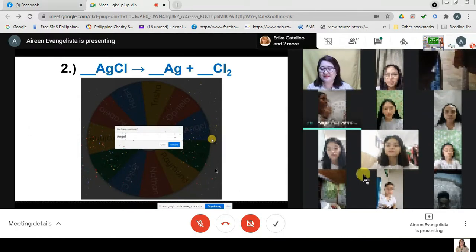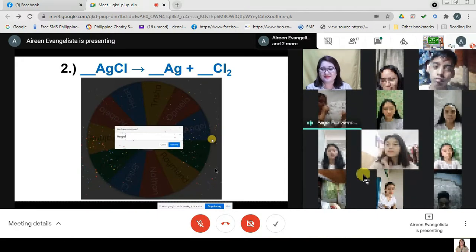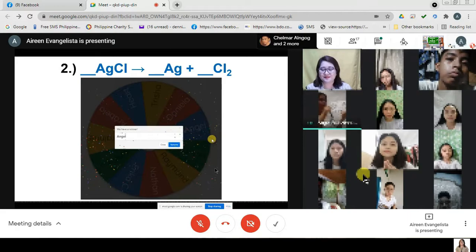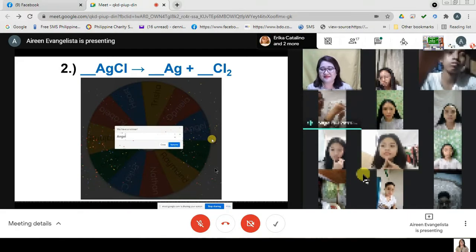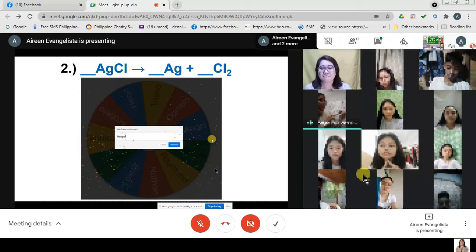So we have given AgCl yields Ag plus Cl2. Draw a line in the middle so we can divide the reactant and product. On the reactant side, we got Ag and Cl, same on the product side. Next, we have to write a subscript. If there is no subscript written on the given, then it's automatically 1.